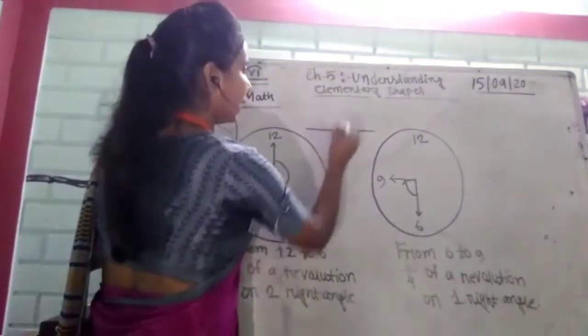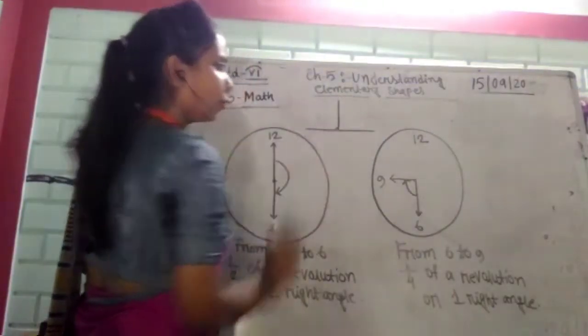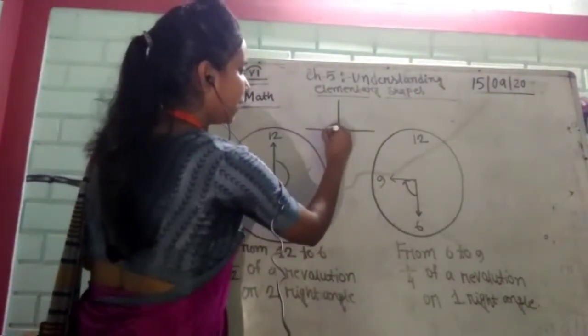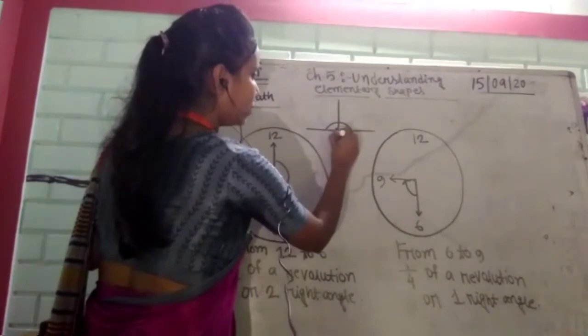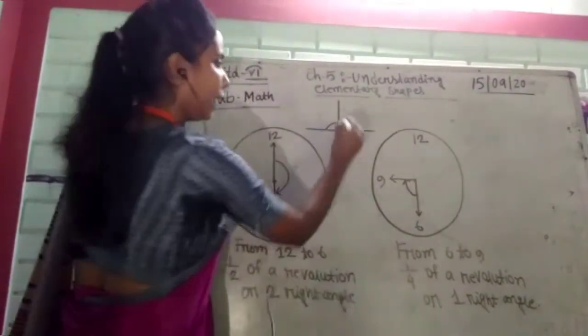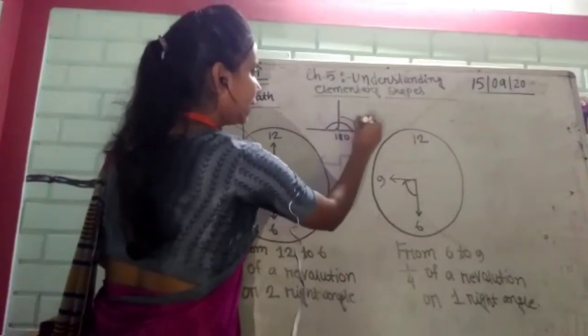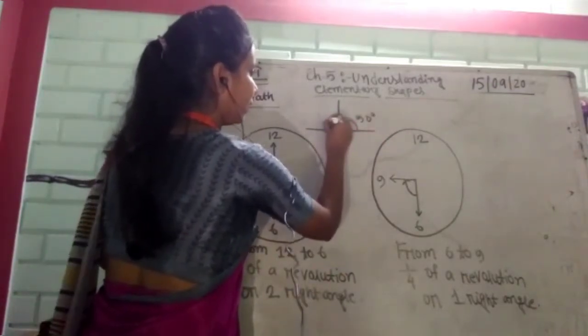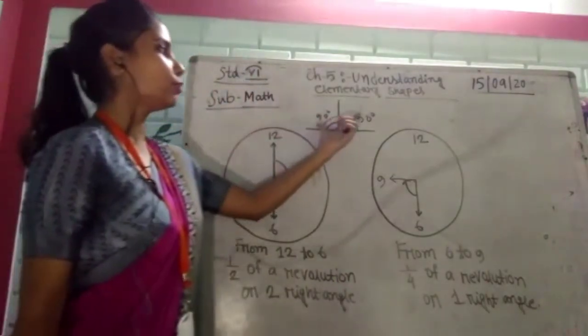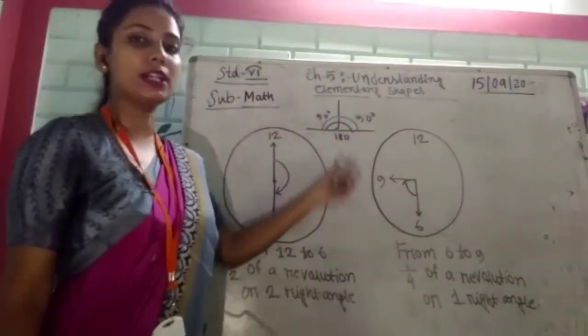One straight angle is formed from two right angles. Okay, so what is the value of a straight angle? The value of a straight angle is 180 degrees. And what is the value of a right angle? One right angle is 90 degrees and another right angle is also 90 degrees. Okay, that means if we add two right angles then we get one straight angle.